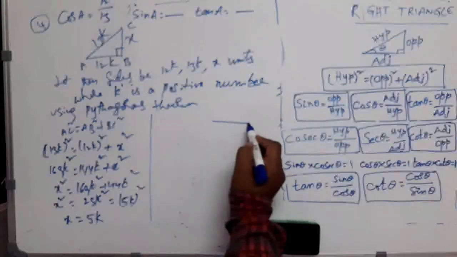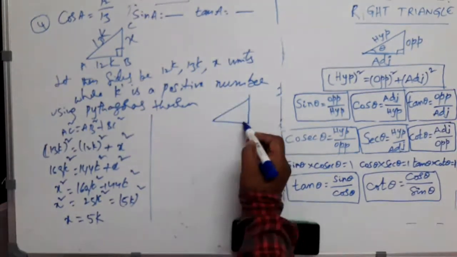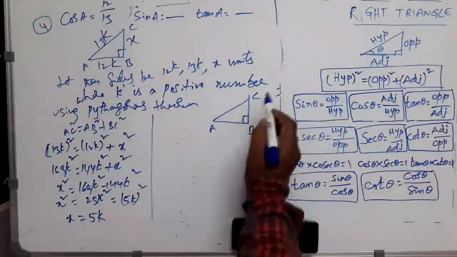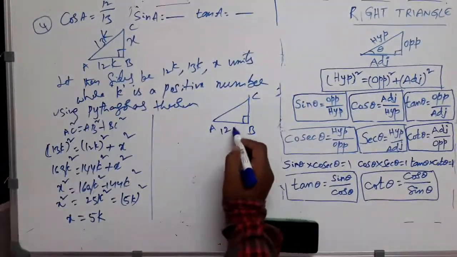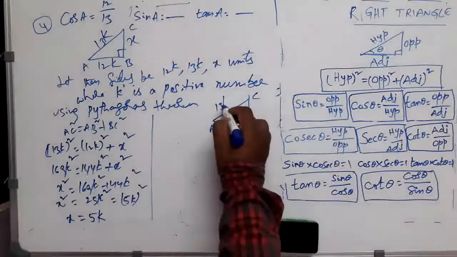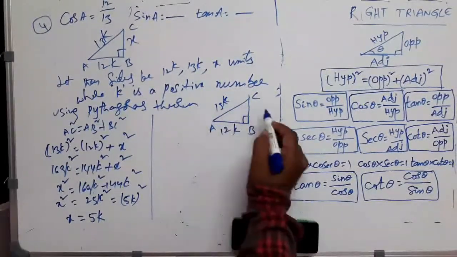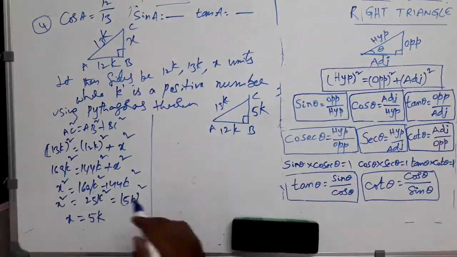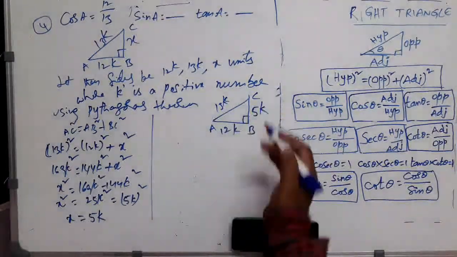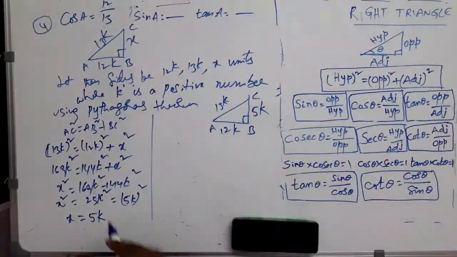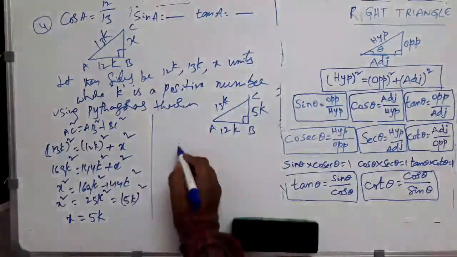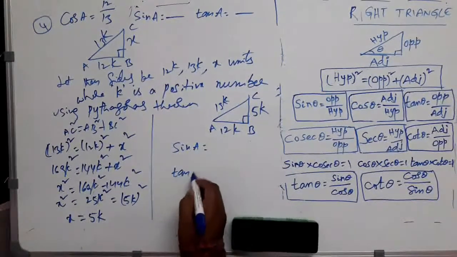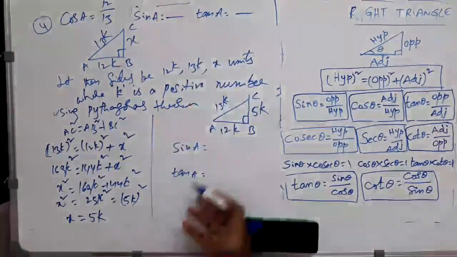So now my triangle appears like this. ABC, this is 12k, this is 13k. What is the value of the other side in terms of k? That is 5k units. Now you know the value of all three sides. You can find the value of any ratio, of course. Sin A and tan A, you are required to find out now.